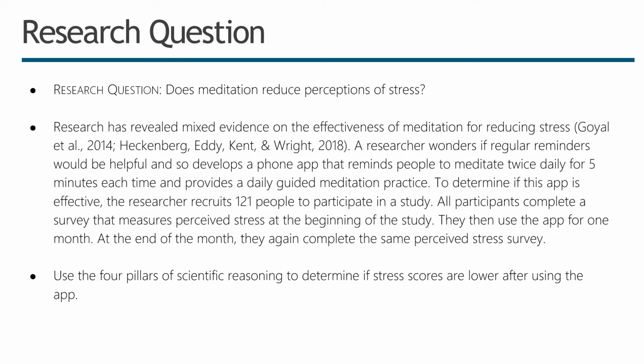So to determine if this app is effective, the researcher recruits 121 people to participate in the study, and all participants complete a survey that measures their perceived stress at the beginning of the study. They use the app for 1 month. At the end of the month, they again complete the exact same perceived stress survey.